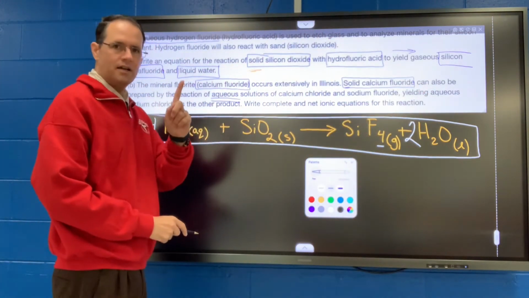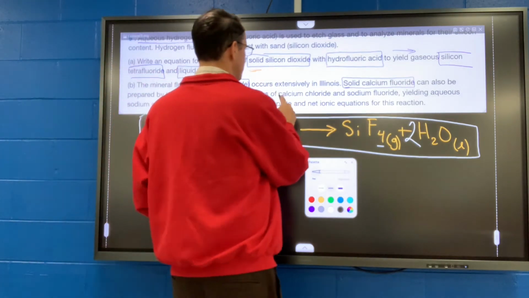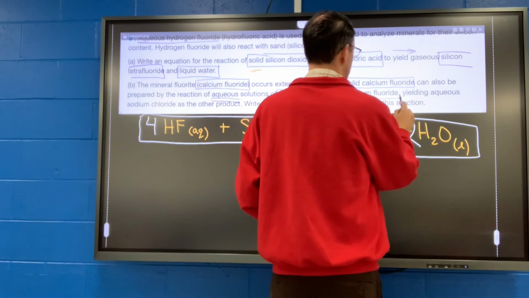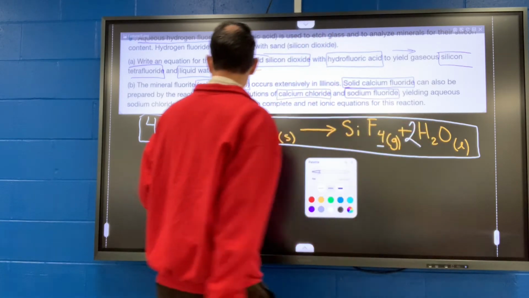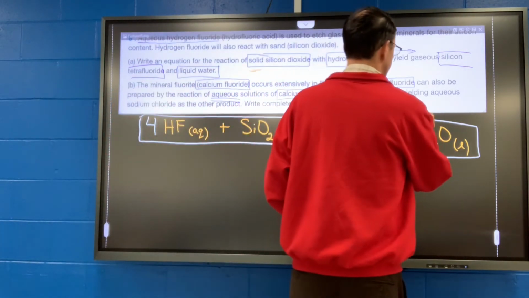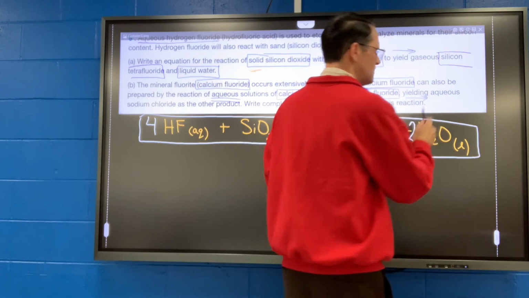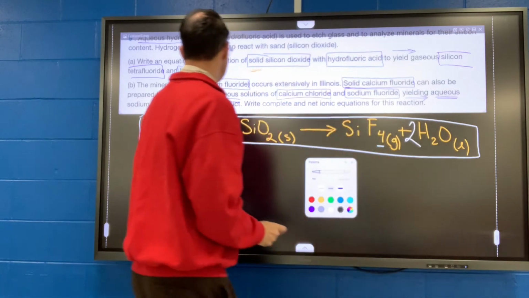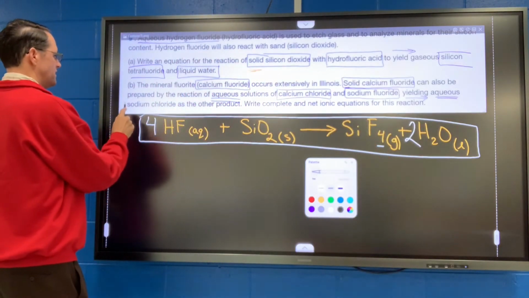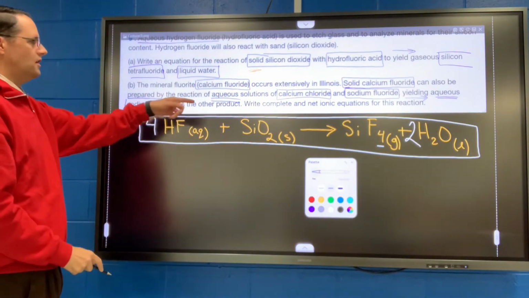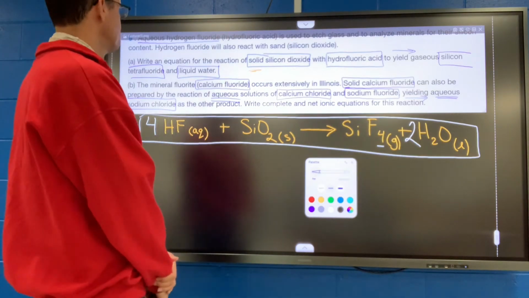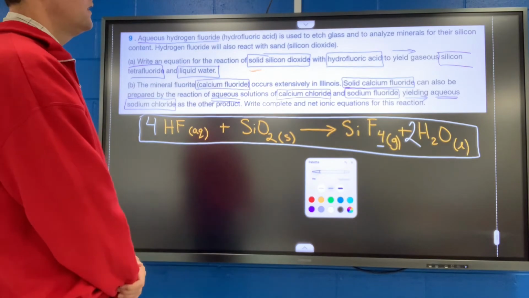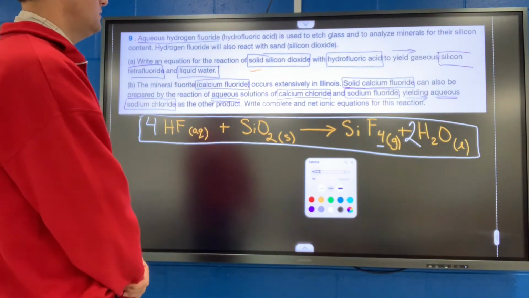we're gonna keep that in mind, aqueous solutions of calcium chloride and sodium fluoride, yielding aqueous sodium chloride. So yielding means reaction arrow. Aqueous, that's a state there. Sodium chloride as the other product. Write complete and net ionic equations for this reaction.